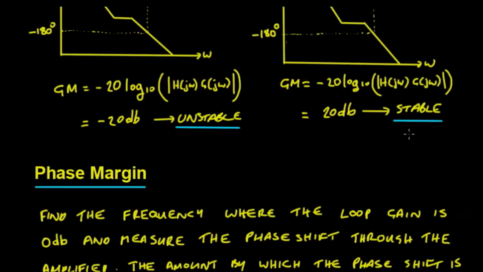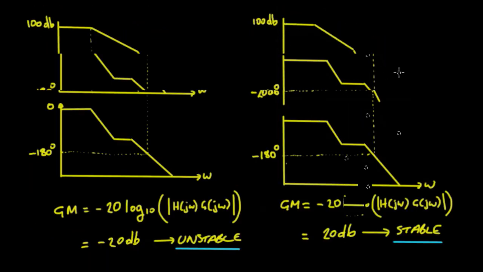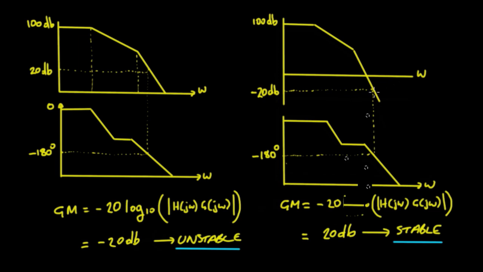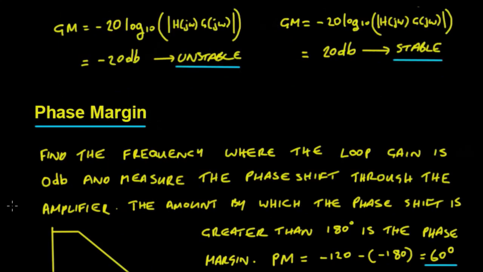So it means that this particular op-amp would be stable, because we've got a gain margin of 20 dBs. So we're saying that we've got 20 dBs of attenuation there at 180 degrees. Okay, so that's the idea of our gain margin.